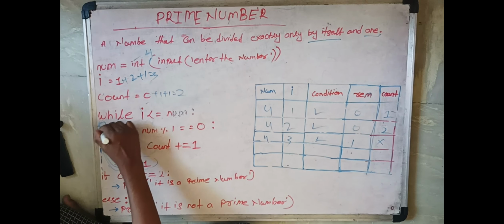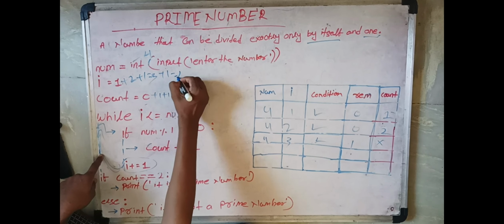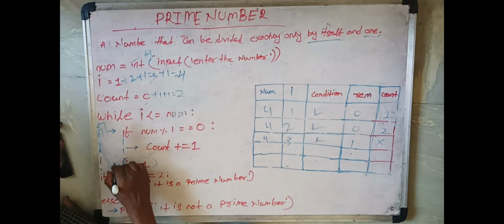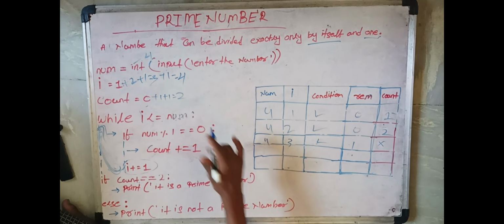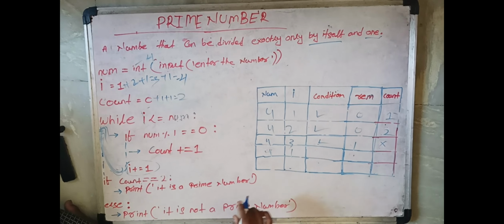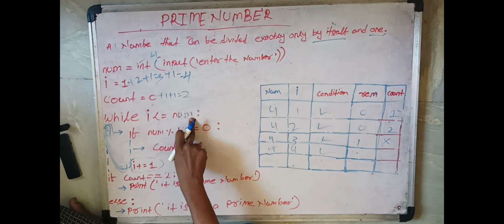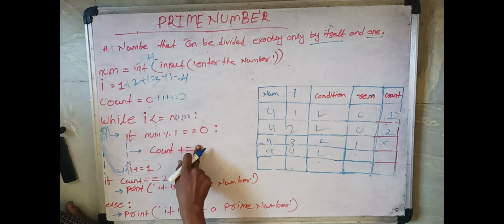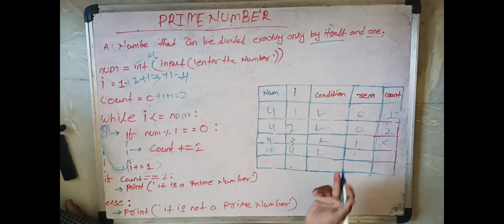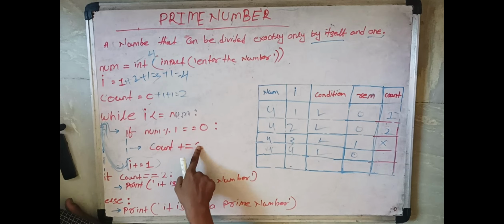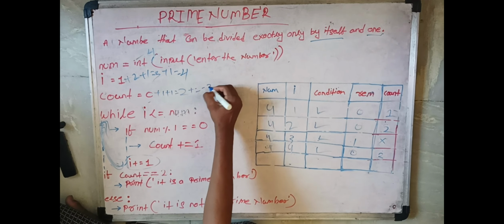Then my I updation. Before, the I value is 3, then plus 1, the I value is 4. Then go to the same loop and check I less than equal to num. So in this case, my condition is true, which means the I value is 4. The condition is true. Then go to the if else statement. In this case, num modulus I, which means 4 divided by 4, the remainder will be 0. Then it will count the value. The count value will be 1, means 3.